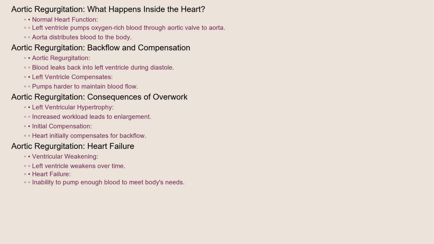Over time, this increased workload leads to left ventricular hypertrophy, or enlargement. Initially, the heart may be able to compensate, but eventually the left ventricle weakens and can no longer pump enough blood to meet the body's needs. This can lead to heart failure.